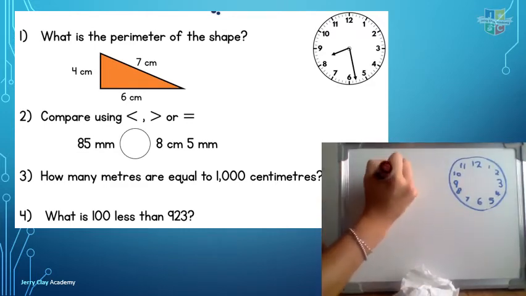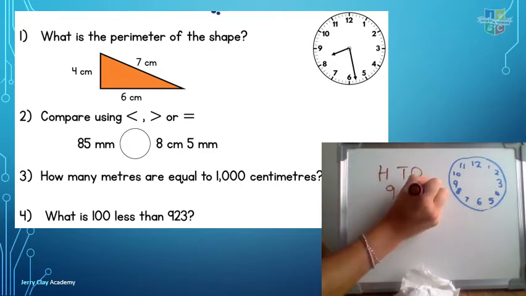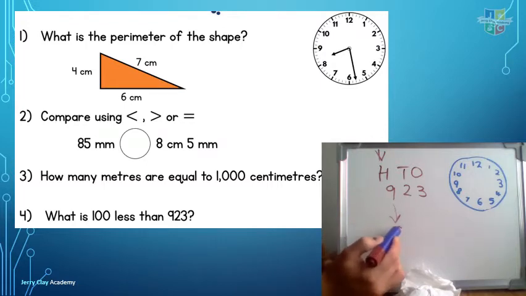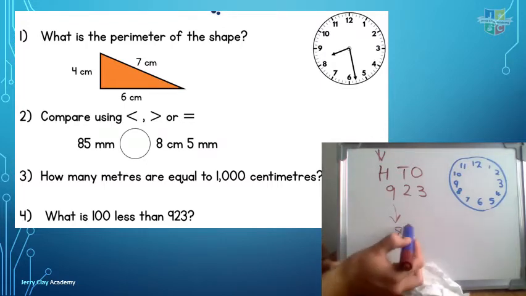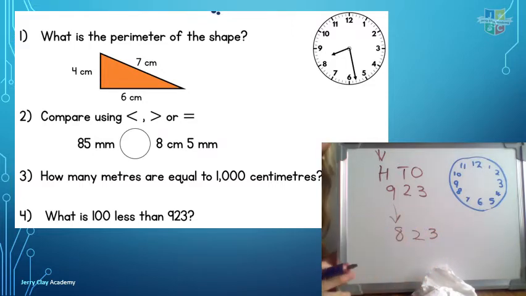Finally, we want to know what is 100 less than 923. Well, if it's 100 less, I need to look in my hundreds column. And in my hundreds column, I've got 9. If I want 100 less, it's going to become 800. My 10s are going to stay the same. My 1s are going to stay the same. So my answer is 823.